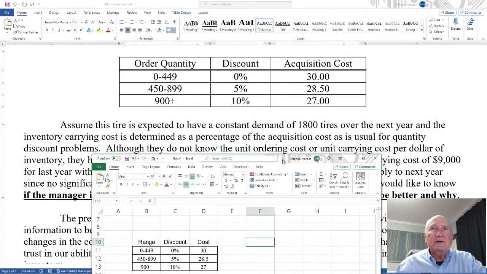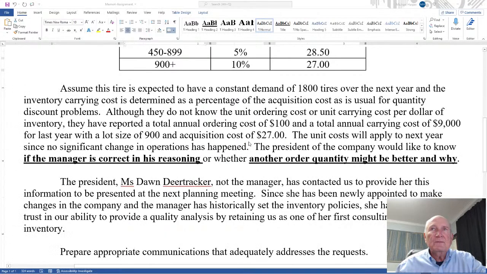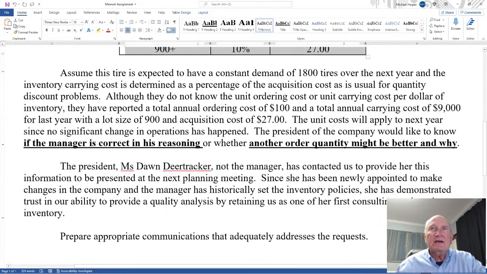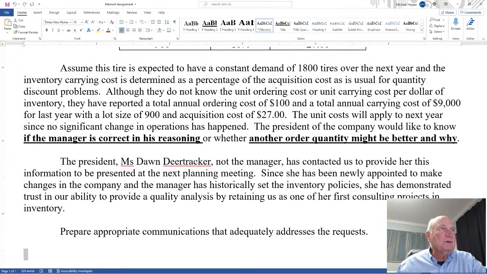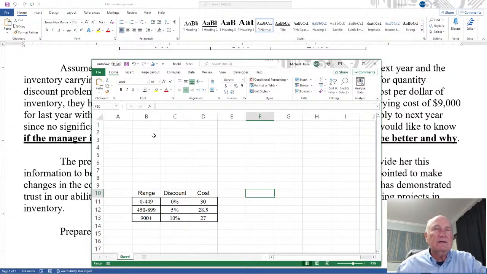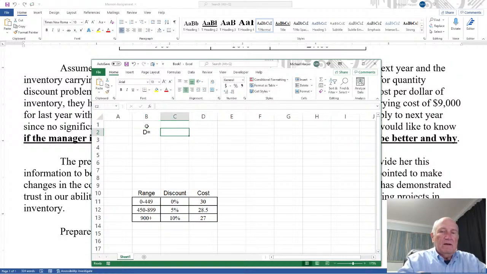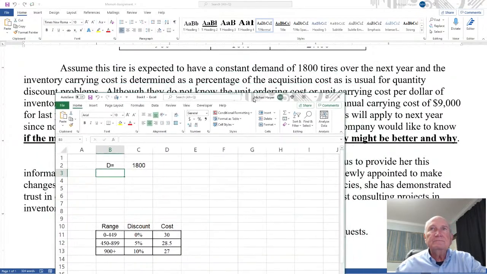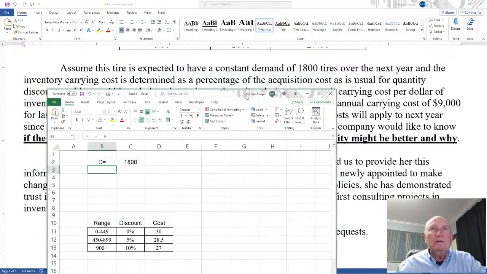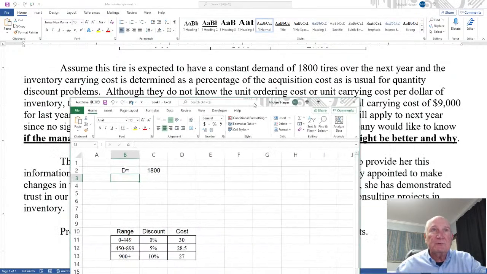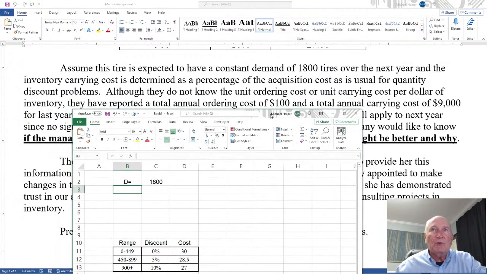And now let's bring in this information. Okay, first of all, we have a constant demand of 1800. So let's pull all this information in here and start filling things in. Right here we have a demand of 1800. Okay, we see that. Although they do not know the unit ordering cost or unit carrying cost per dollar of inventory, they have reported a total annual ordering cost of $100. So we have a TOC, total ordering cost of $100.